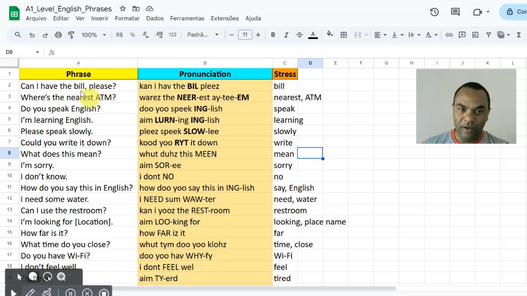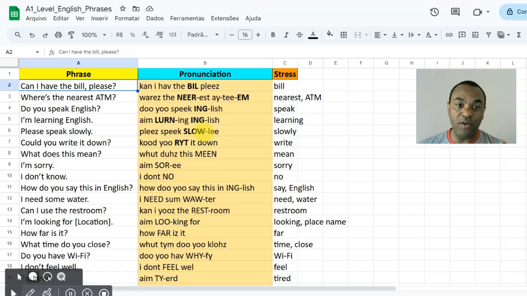Vamos lá, então? Olhamos a frase pronta. Can I have the bill, please? Você viu que o bill foi destacado? Então, can I have the bill, please? A conta, né? Can I have the bill, please? Ok? Repeat again. Can I have the bill, please?